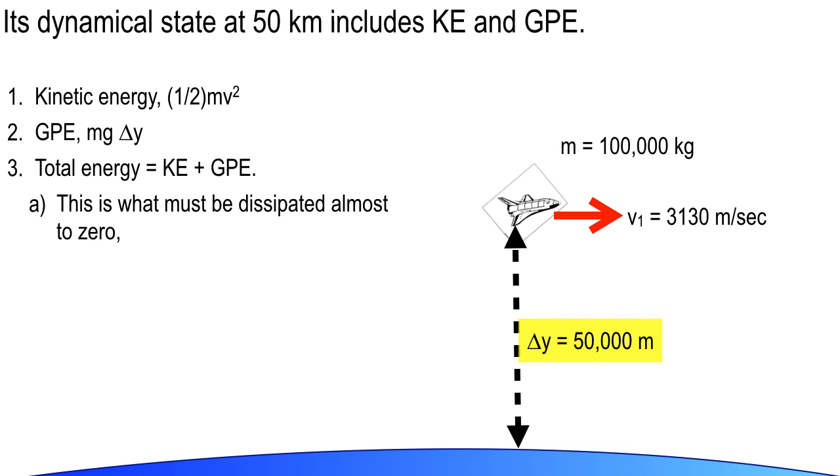Now, it's not going to go completely to zero because it's going to be landing with some kinetic energy, 100 meters per second worth of kinetic energy. But that's not a very big amount compared to what it has up here. It's really got a lot of kinetic energy up here. All right, we're going to calculate that, and we're going to dissipate it through various braking methods.